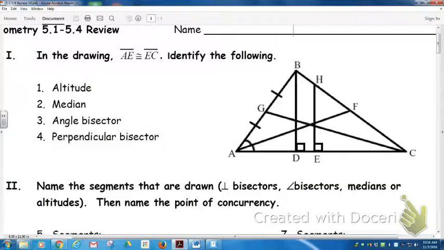Page 1 of the 5.1 through 5.4 review answer key.